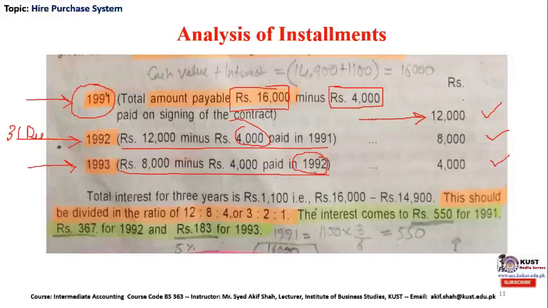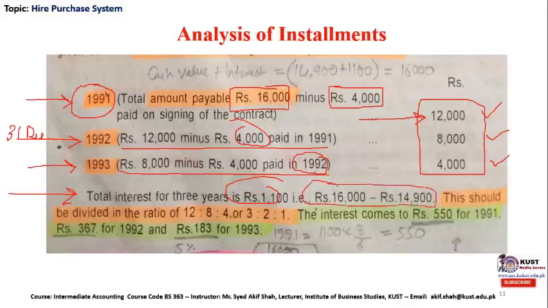Now it's time to make the ratios of these outstanding balances. The total interest for 3 years is 1,100 as we have calculated, by subtracting cash value from hire purchase value. This interest should be divided in the ratio of 12, 8 and 4. We can just cross these zeros, and the ratio at the end of each year is 12:8:4.